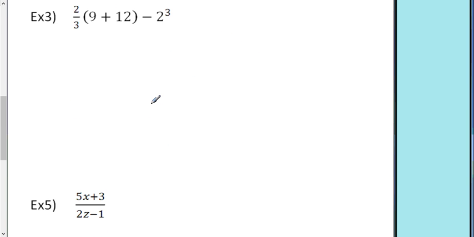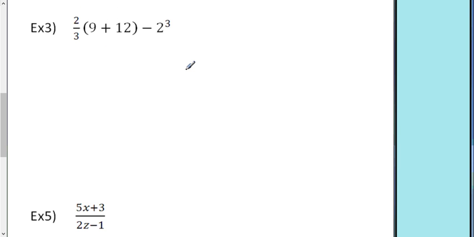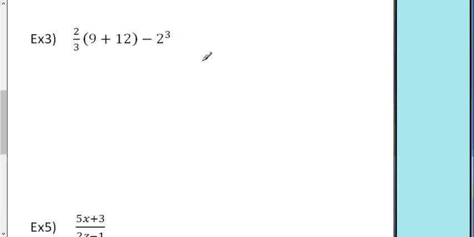All right, so we have 2/3 times parentheses 9 plus 2, minus 2 to the third power. So remember, first step, number your steps. So step number 1, do I have any parentheses? Yes, so I'm going to do this first. Step 2, do I have any more parentheses? No. Do I have any exponents? Yes, so I'm going to do that second.